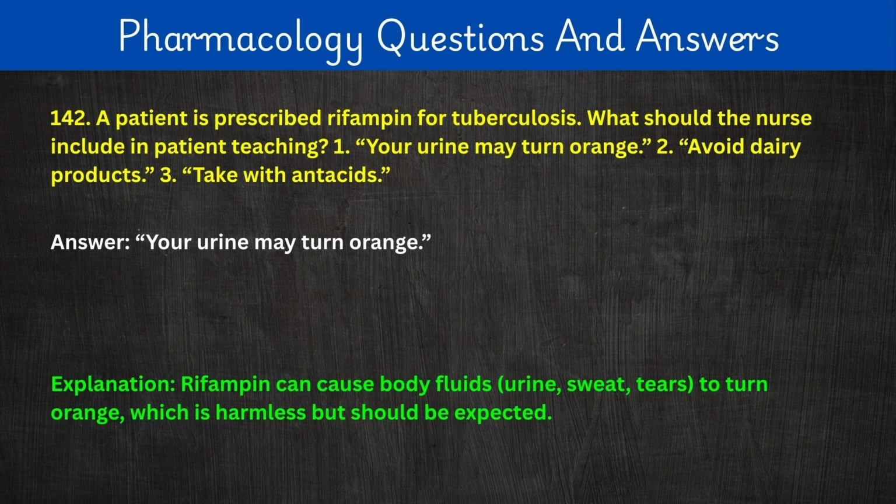142. A patient is prescribed rifampin for tuberculosis. What should the nurse include in patient teaching? 1. Your urine may turn orange. 2. Avoid dairy products. 3. Take with antacids. Answer. Your urine may turn orange. Explanation. Rifampin can cause body fluids, urine, sweat, tears, to turn orange, which is harmless, but should be expected.